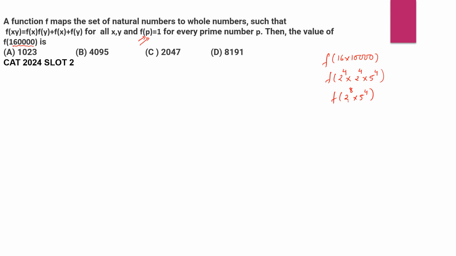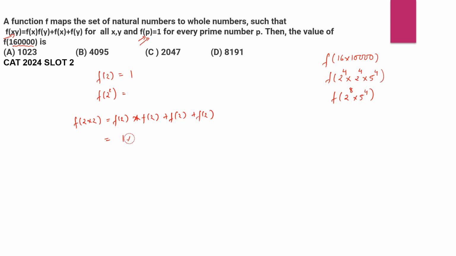So let's try to calculate first f of 2 and f of 5. Now we know that if p is a prime number, f of 2 will be equal to 1. But I'm not looking for f of 2, I'm looking for 2 to the power 8. Let's try to calculate f of 2 square, that is 4. If you try to use this equation, let's assume that x and y both are 2. So f of 2 into 2 is f of 2 into f of 2 plus f of 2 plus f of 2.